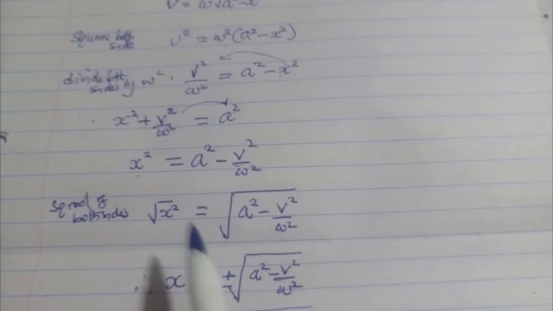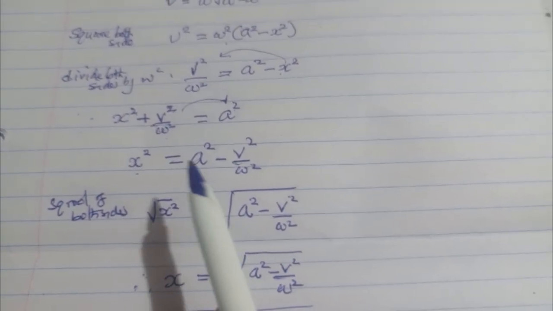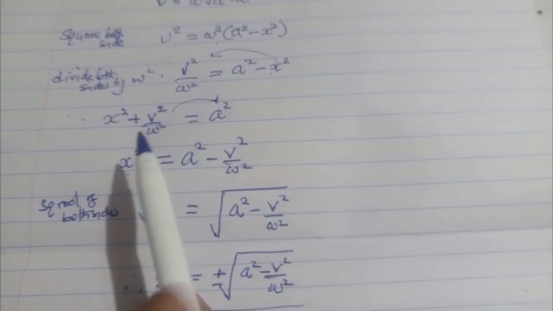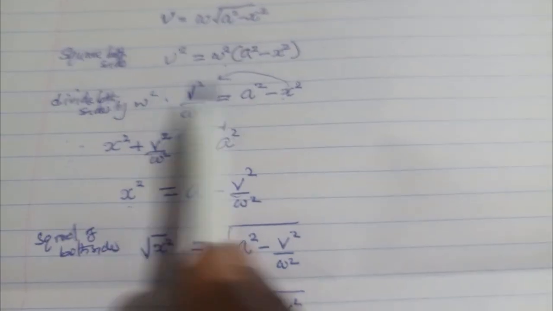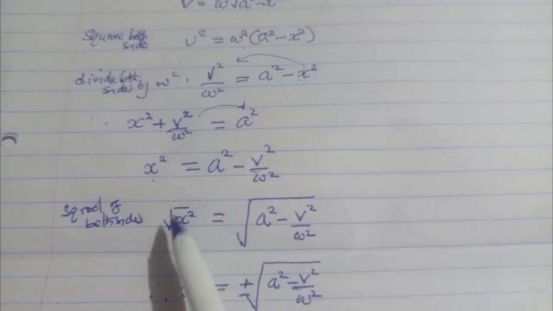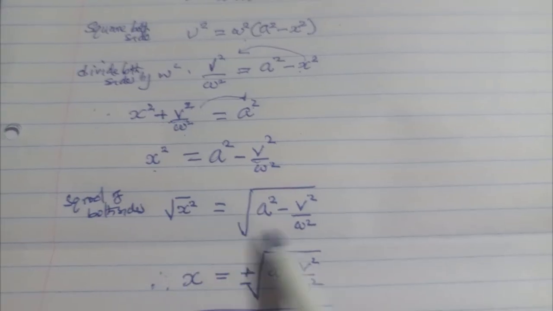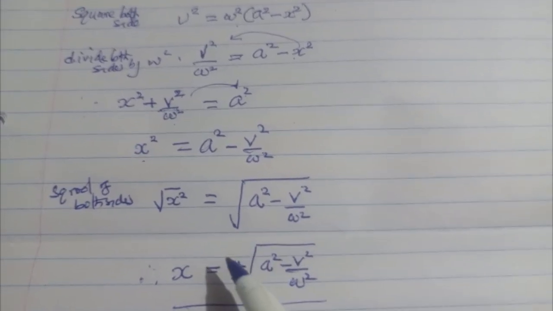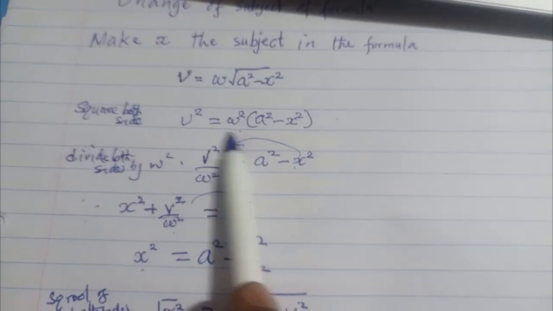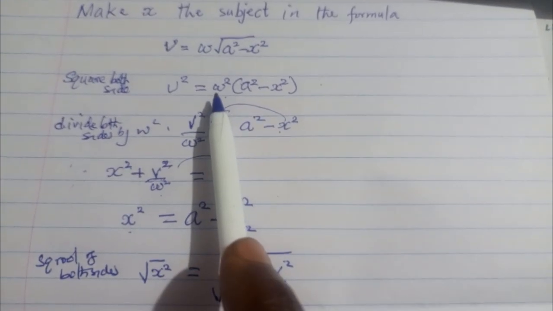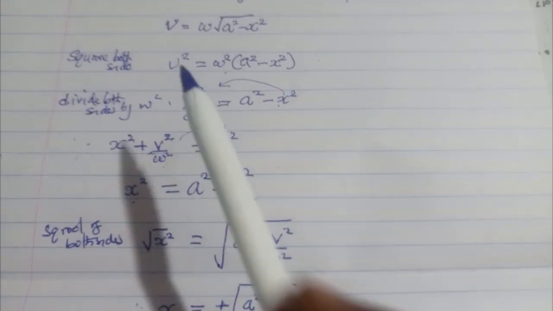Remember, each time I talked of whatever we were doing on one side had to be done on the other side. So we were doing on both sides, like squaring both sides, dividing by omega squared on both sides, square root of both sides. Each time I was talking about both sides. The reason is we had a formula, and the formula is an equation. And for an equation to continue being true, whatever is done on the left-hand side must also be done on the right-hand side.